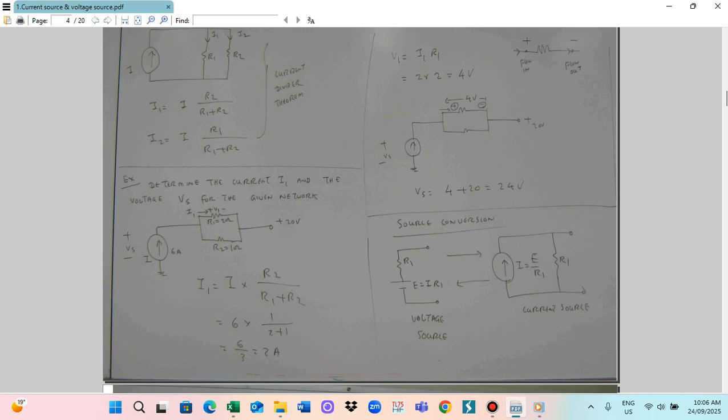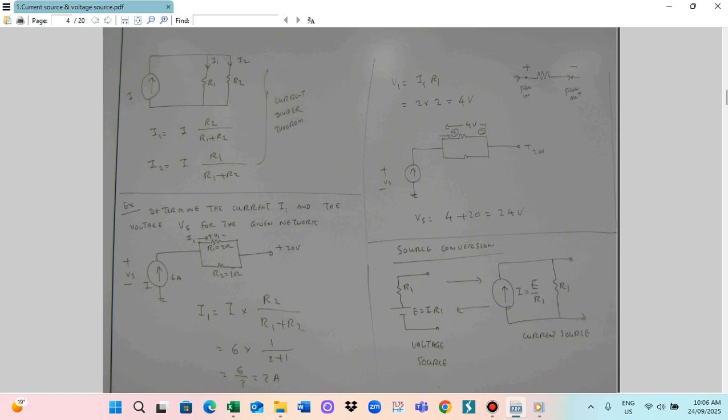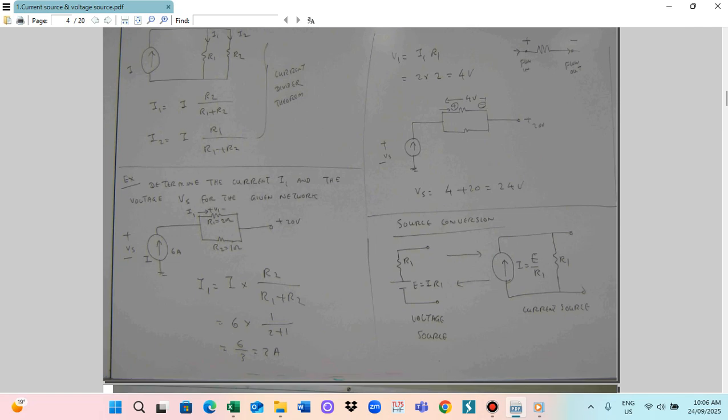So we use the potential divider and the current divider theorem. We need to find the voltage V1, and also the current I1, given that 6 ampere current is given, and the supply voltage Vs. You can see that the current is 6 ampere, so 6 ampere flows into R1 and R2.